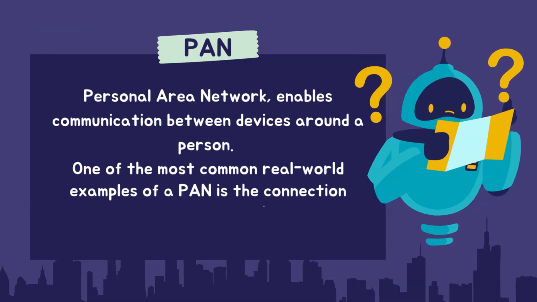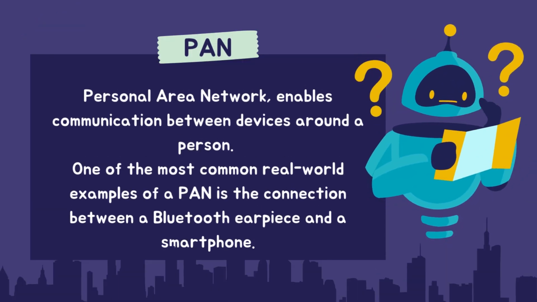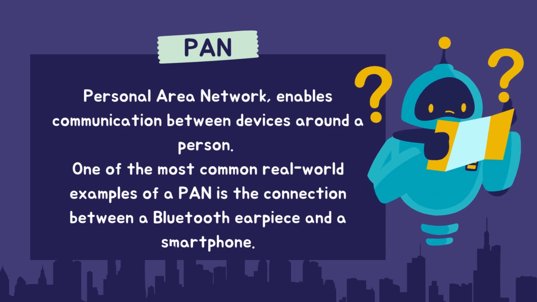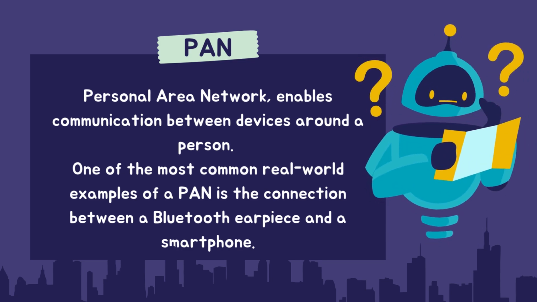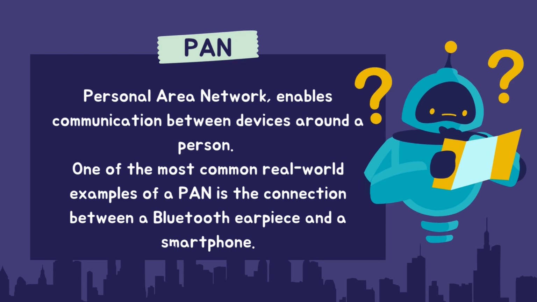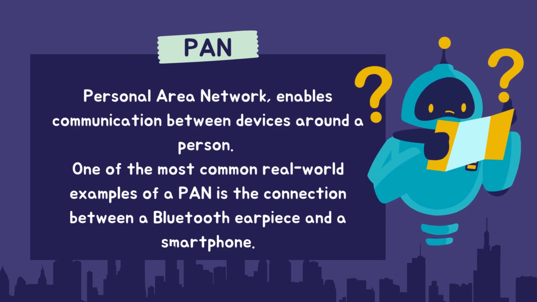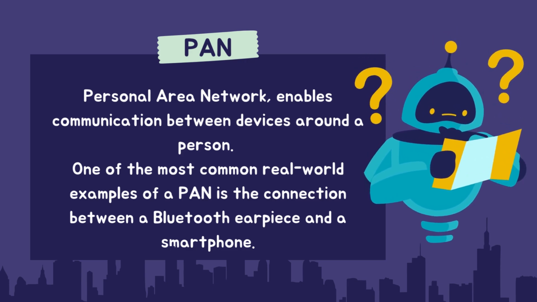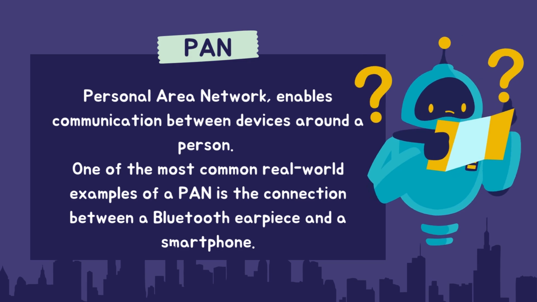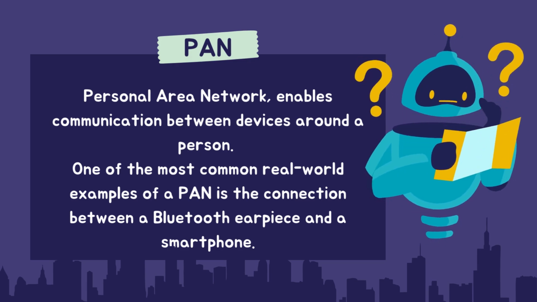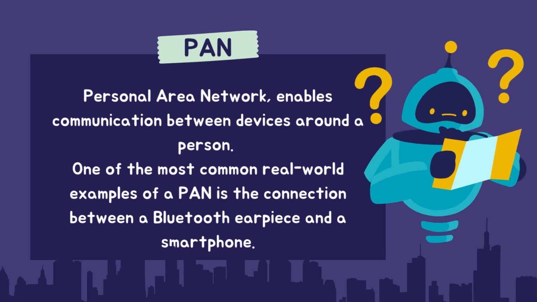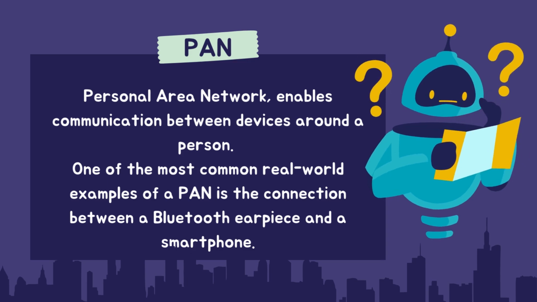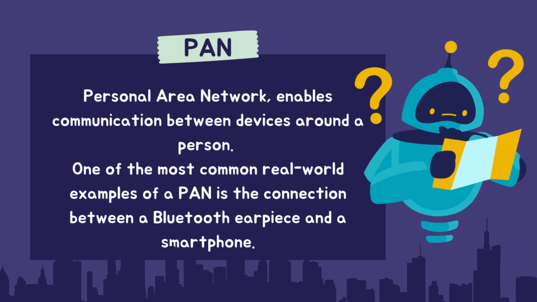A PAN, or Personal Area Network, enables communication between devices around a person. PANs can be wired or wireless, such as USB, Firewire, infrared, Zigbee, and Bluetooth. They range from a few centimeters to a few meters. PANs are also used to connect laptops, tablets, printers, keyboards, and other computerized devices. One of the most common real-world examples of a PAN is the connection between a Bluetooth earpiece and a smartphone.